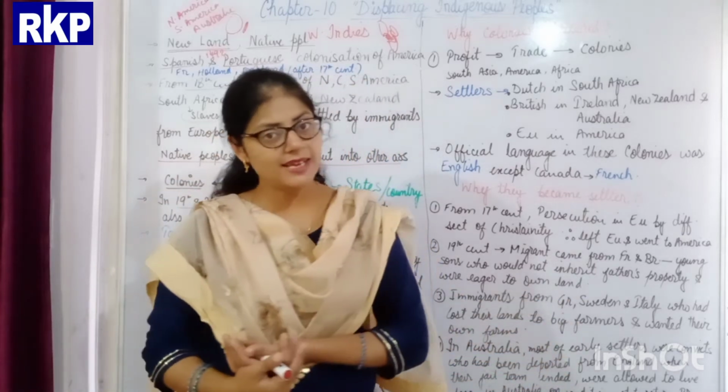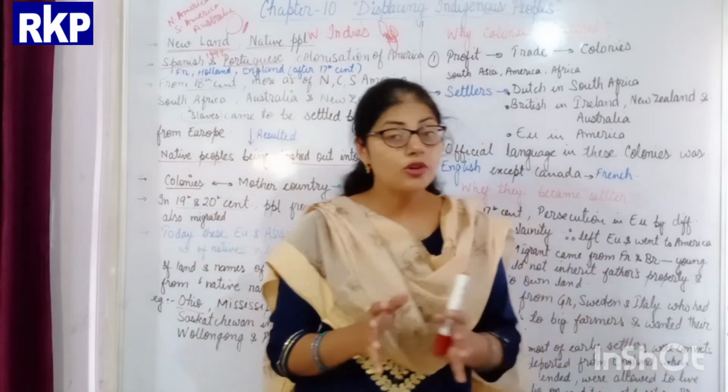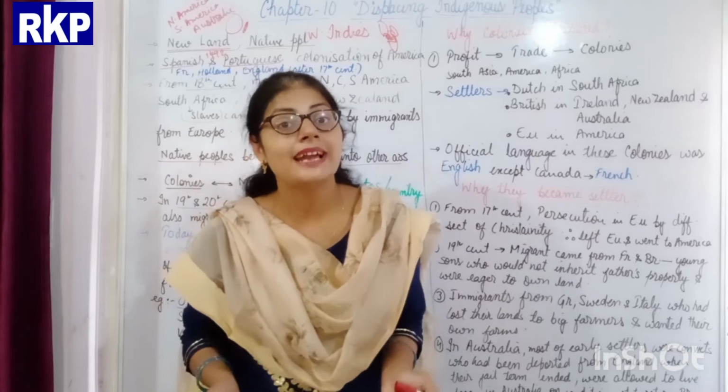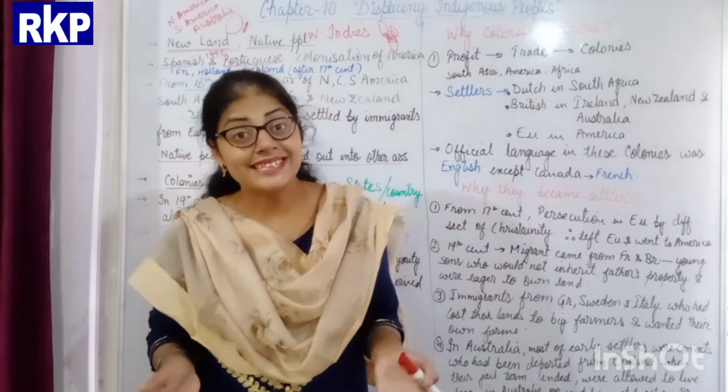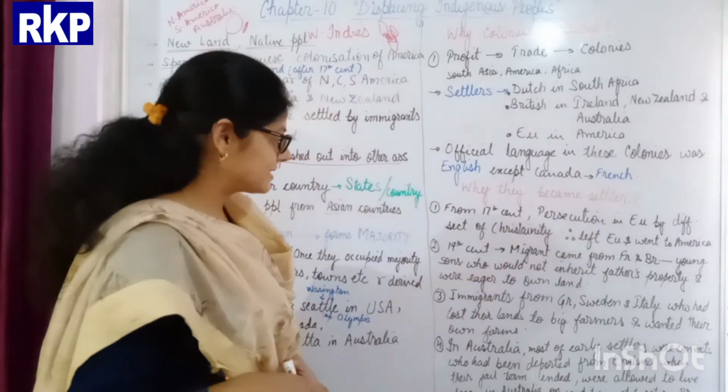You know, Britishers came to India, but they went back when India became independent. They did not become settlers over there. They didn't settle over here. Why did they settle in those lands?